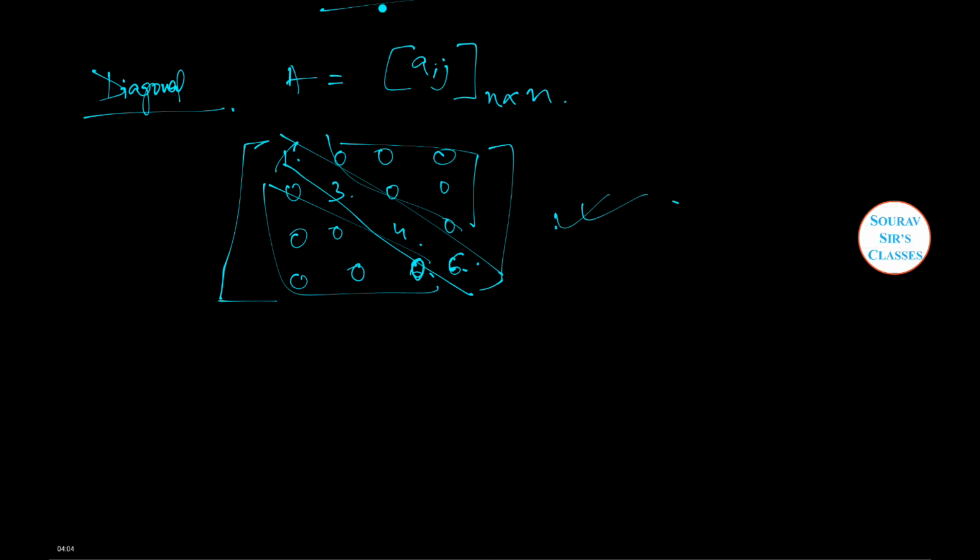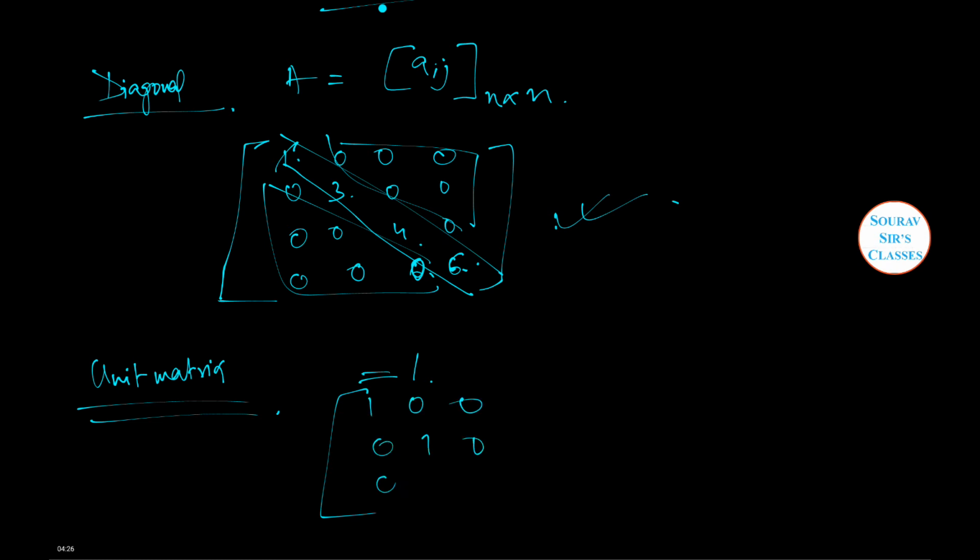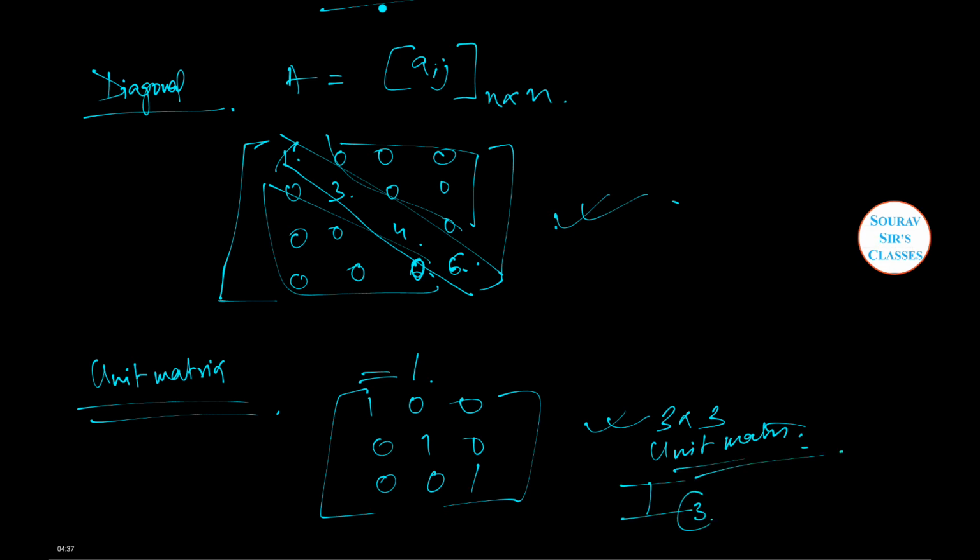Now what are identity or unit matrices? A unit matrix or identity matrix is basically a diagonal matrix with all the diagonal elements equal to 1. For example, if I write 1, 0, 0, 0, 1, 0, 0, 0, 1. This is a 3 cross 3 unit matrix. It is also represented as I3, 3 because the order of the matrix is 3 cross 3. This is a square matrix.